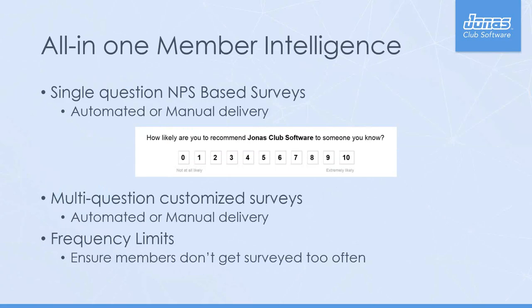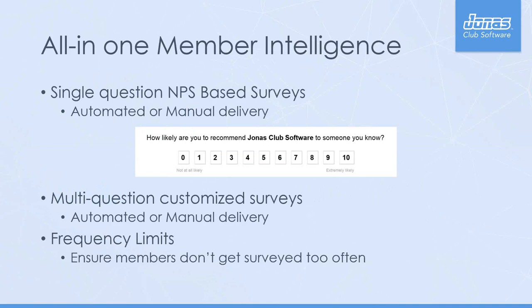It's fairly straightforward. So an MPS survey is something that you might have seen before. It gets sent out often after you've made a purchase at a store when they have your email address. And it asks a simple question of how likely you are to recommend Jonas Club software to someone you know. Now for a club, we could change that to how likely are you to recommend dining at Mystic River Club to someone you know. And then the user is given a choice of 0 to 10. And if they choose a 10 or a 9, that's considered a positive score. And that helps you. That shows that you're doing a good job.